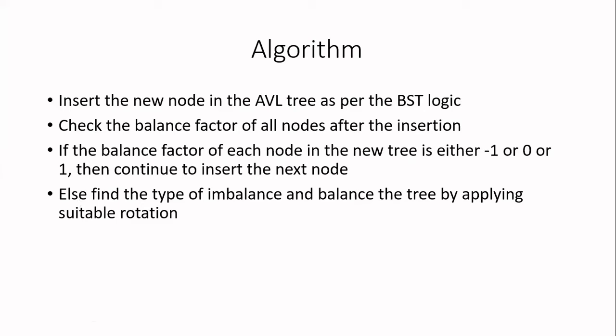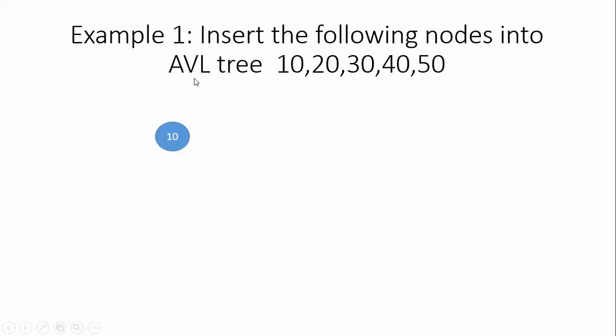For that, we need to find out what is the type of imbalance we have. And after finding the type of imbalance, we need to balance the tree by applying suitable rotation. So we have already discussed 4 different types of rotation. We are going to apply that. Now let us consider one example.